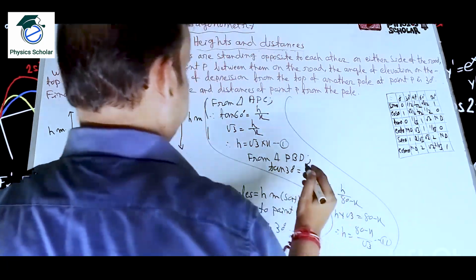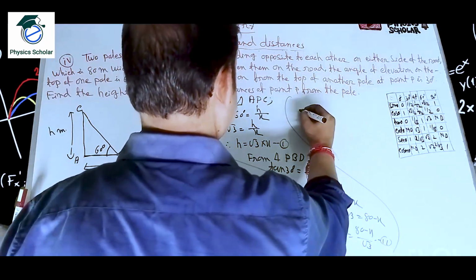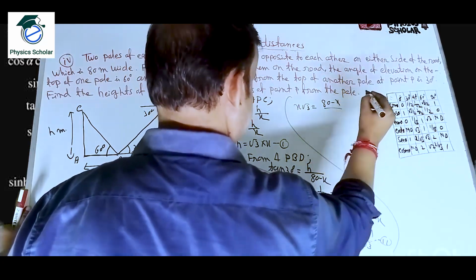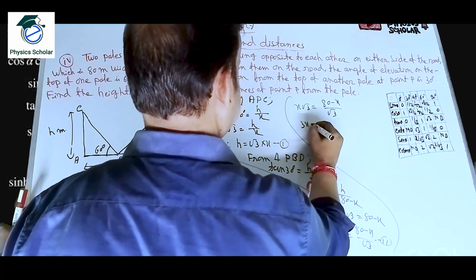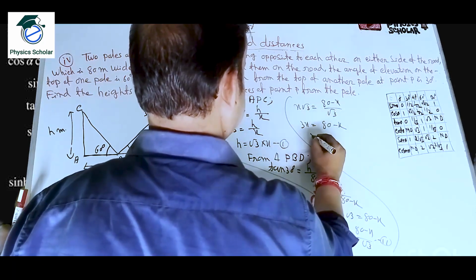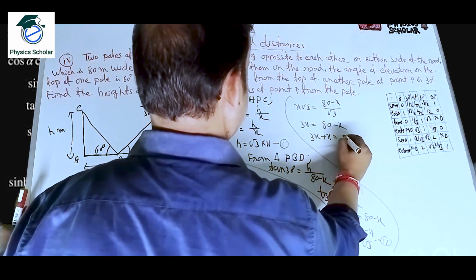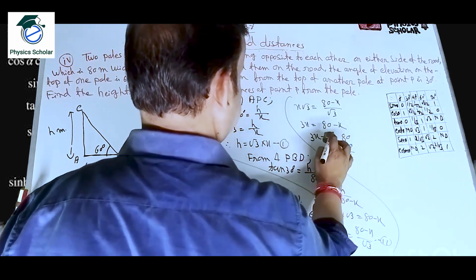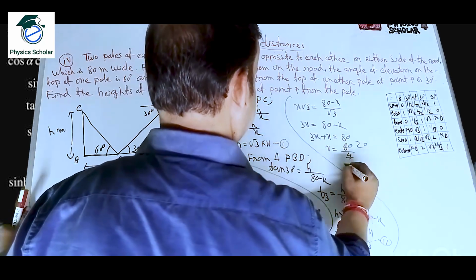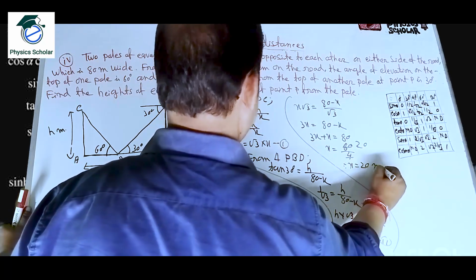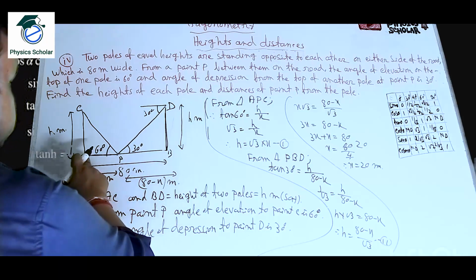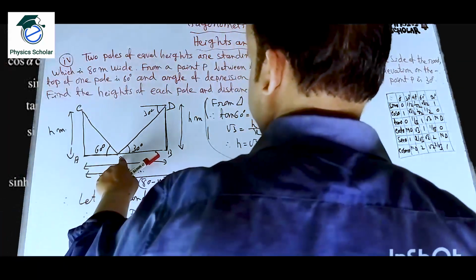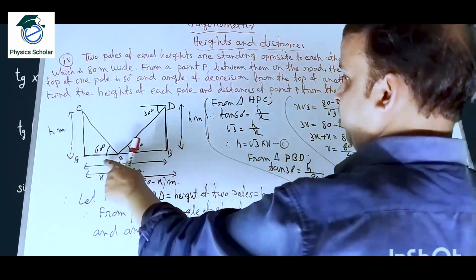So comparing these two equations, what can we write? x root 3 is equal to 80 minus x by root 3. So 3x is equal to 80 minus x. So 3x plus x is equal to 80. So x is equal to 80 by 4, since 3 plus 1 means 4. That means x is equal to 20 meters. So point P is 20 meters from point A. Clear? Point P is situated at a distance of 20 meters from point A.